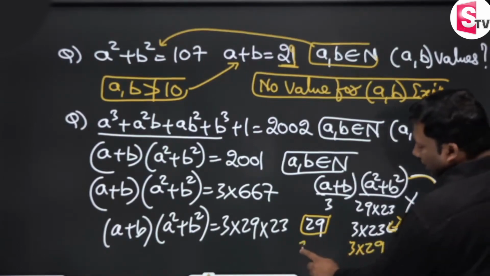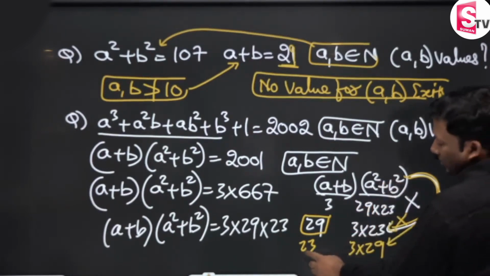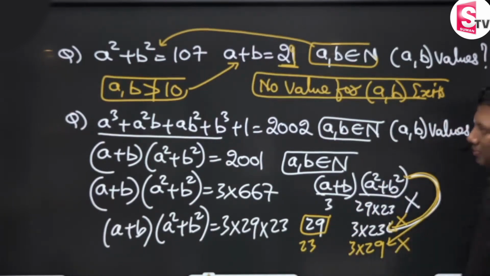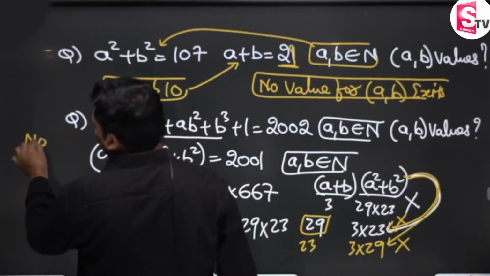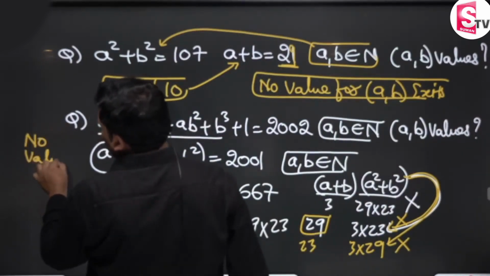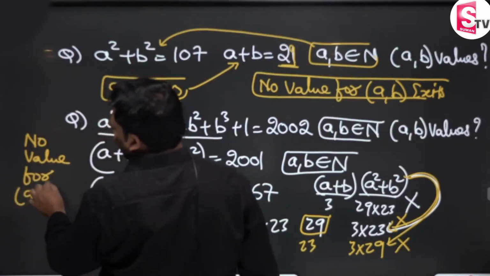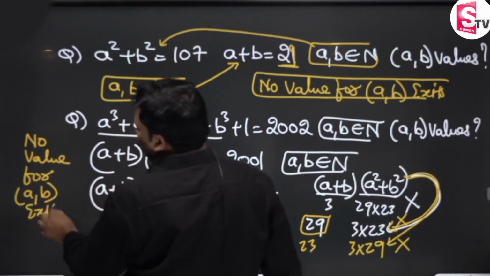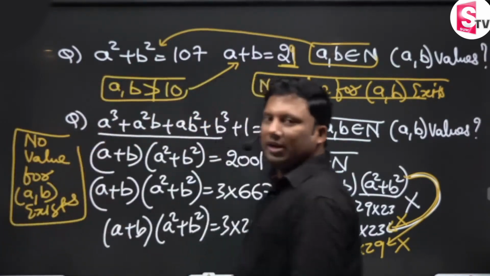3 into 29, 23. A square plus B square, 87. A and B cannot take more than 9. 10 square, 100 plus something. 10 plus 10, 20. This case is not possible. So what is the answer for this question? No value for A comma B exists. We will start from basics and we will get into the advanced level concepts.